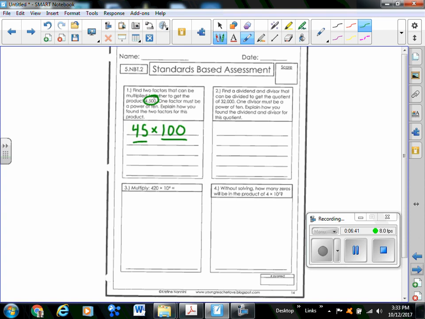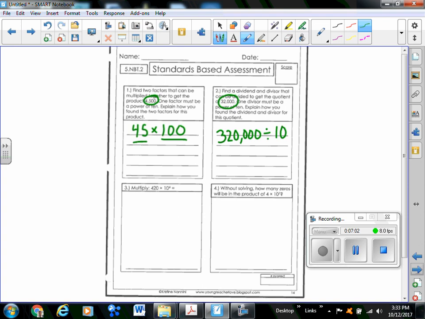Next one, find a dividend and divisor that can be divided to get the quotient. We want to end up with this at the end. So if we add a 0, add one more 0, and then we divide it by 10, that'll take 1 zero away, which will bring us back to that same number.